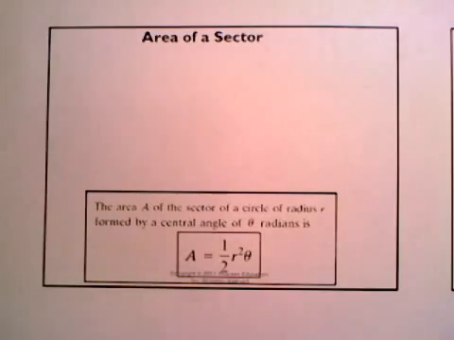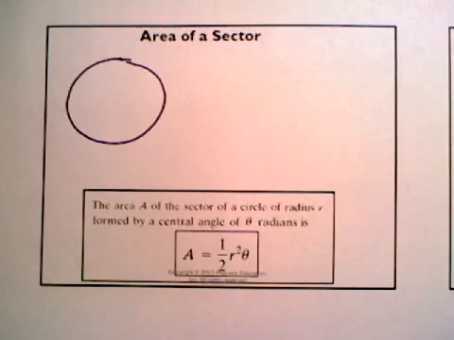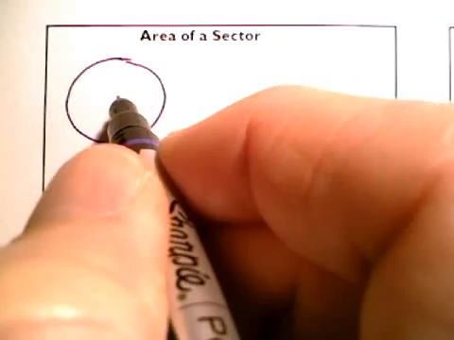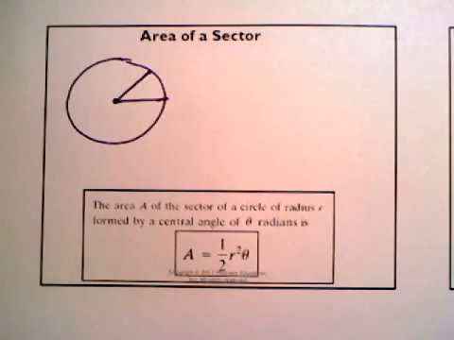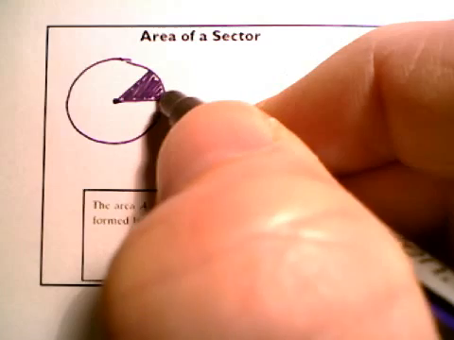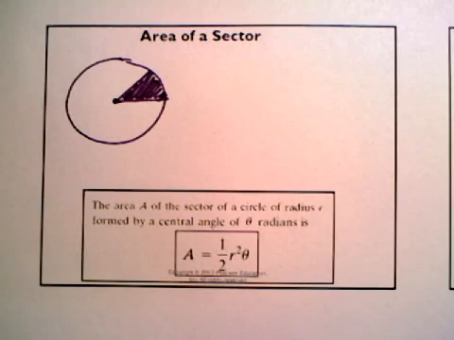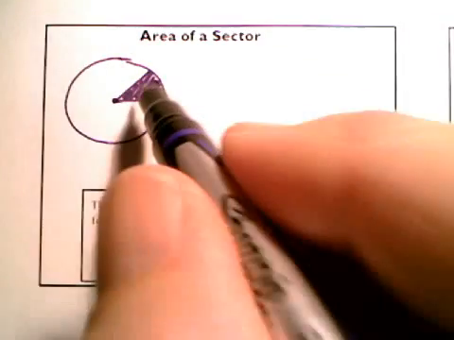Just like we did with the length of an arc, we're going to be generating the equation for the area of a sector. A sector, in case you didn't know this, is just like a piece of pizza. A sector of a circle is part of a circle, just like a piece of pizza is part of a pizza.